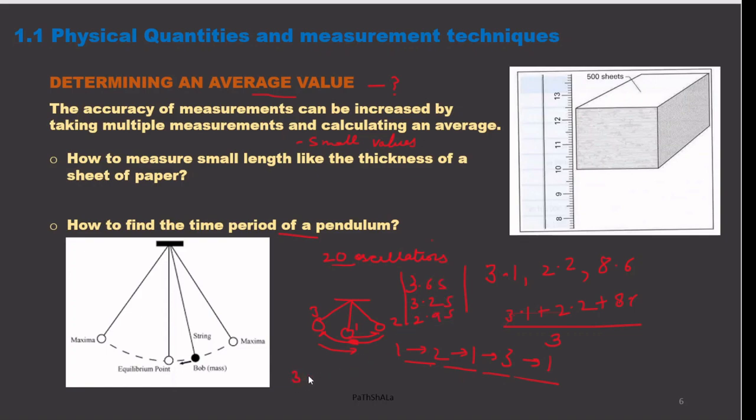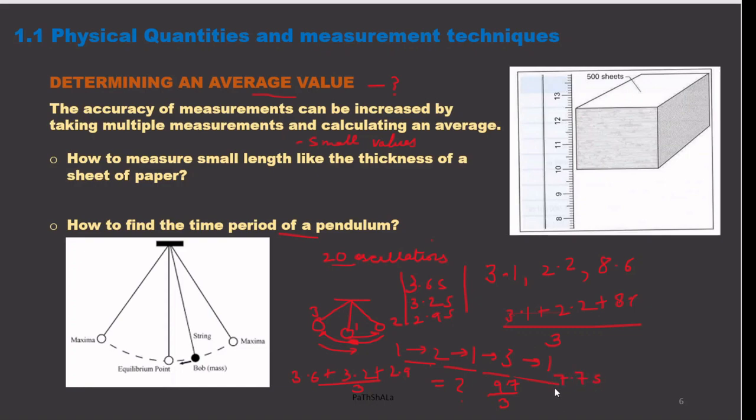How will I find the average? It will be 3.6 plus 3.2 plus 2.9 divided by 3, and get the answer. So this will be the average value for 20 oscillations. How much will it be? Let's calculate it quickly. We will use our calculator. IGCSE students are lucky enough to get the calculator. So 3.6 plus 3.2 plus 2.9 gives us 9.7. Then 9.7 divided by 3 gives us 7.7 seconds.